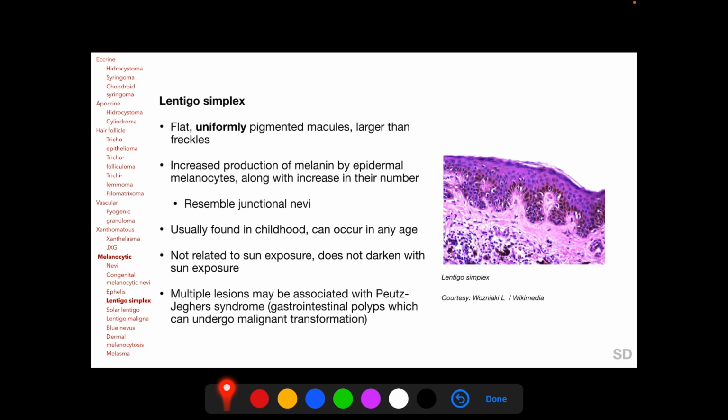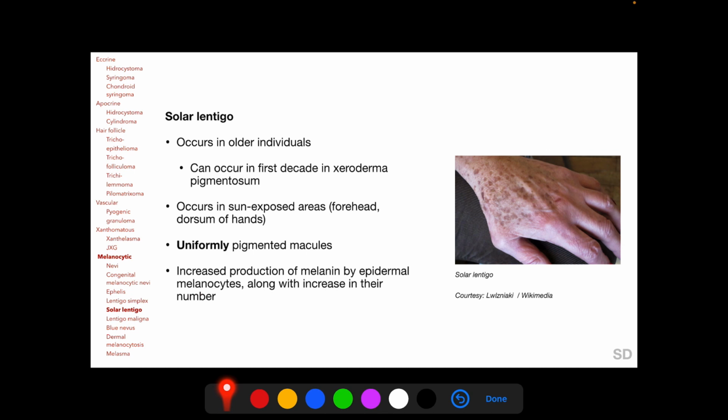They are usually found in childhood and can occur at any age, and they are not related to sun exposure and do not darken with sun exposure. Multiple lentigo simplex lesions may be associated with Peutz-Jeghers syndrome, in which gastrointestinal polyps can occur with a potential to undergo malignant transformation.